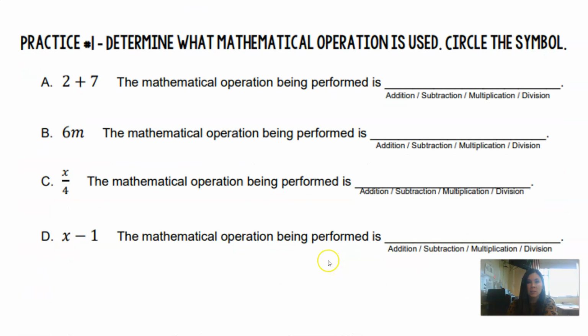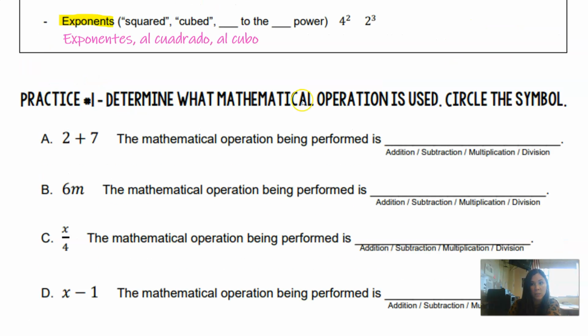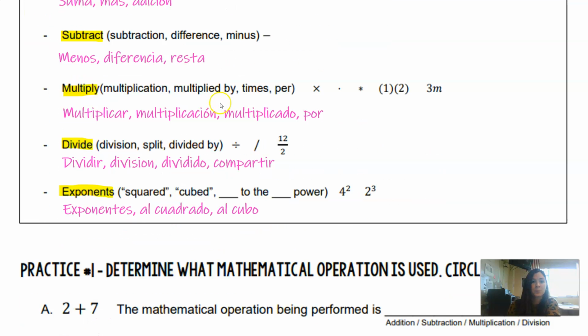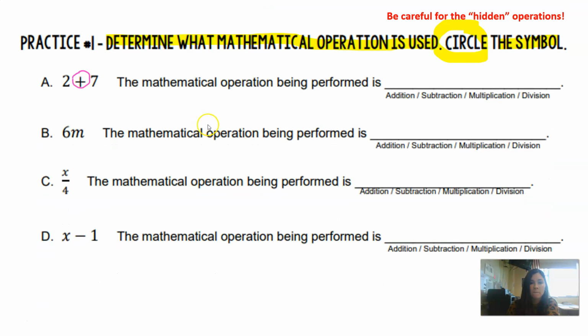Practice number 1 says, determine what mathematical operation is used. Circle the symbol. It also says to be careful for the hidden operations. Letter A, we have 2 and this symbol and 7. I know that this symbol represents addition, but if I forgot, I can go back and look at my notes here and see this symbol next to the words add, addition, sum, plus, and more. In letter A, the mathematical operation being performed is addition.